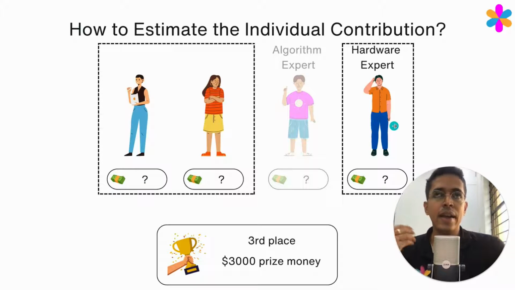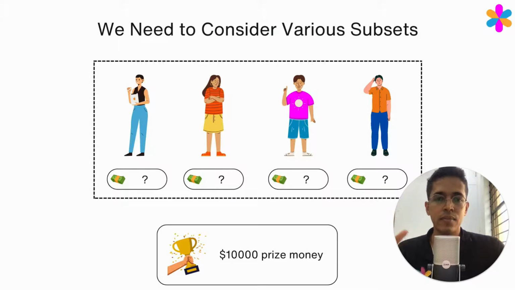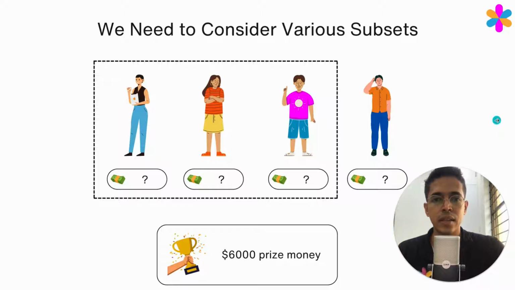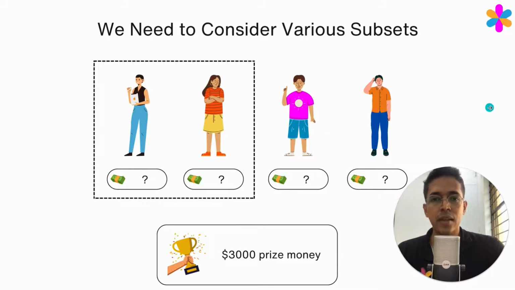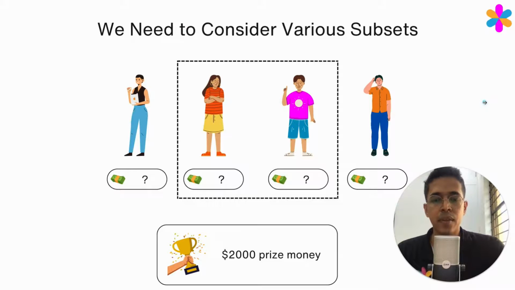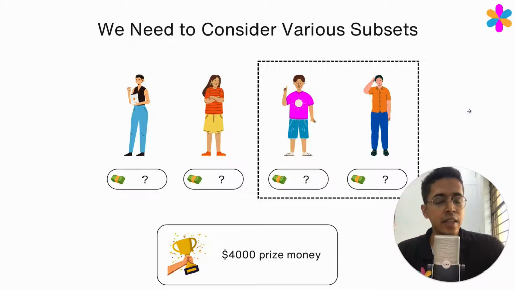So the ideal way to do this is to consider different subsets. First, look at the whole team. The whole team has the potential to win $10,000 in prize money. And then look at the subset, a team of these three people. Maybe that team will win $6,000 in prize money. A team of these two people, so these two people are not part of the team, then they might be able to win $3,000 in prize money. This team might be able to win $2,000. And this team might be able to win $4,000.